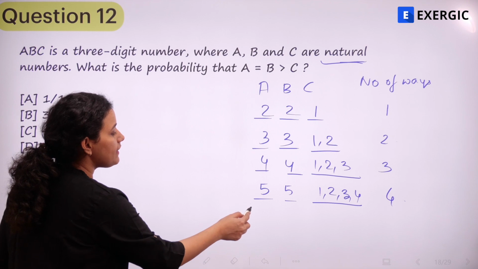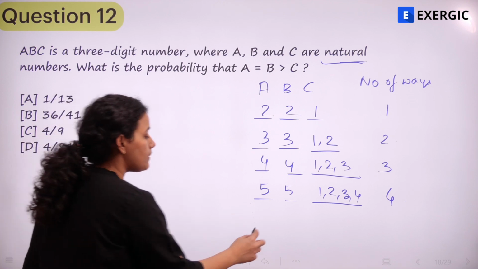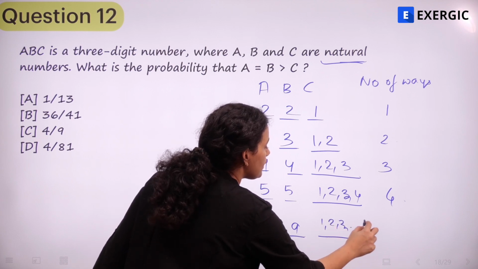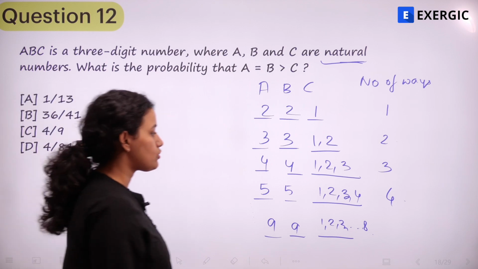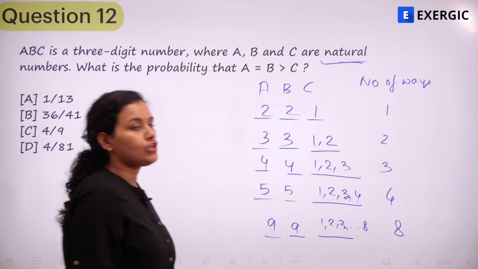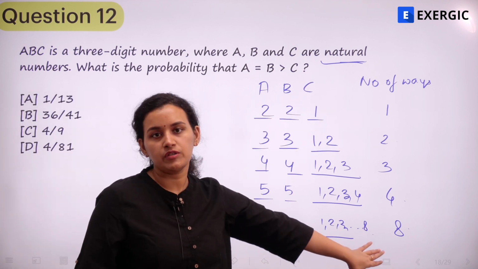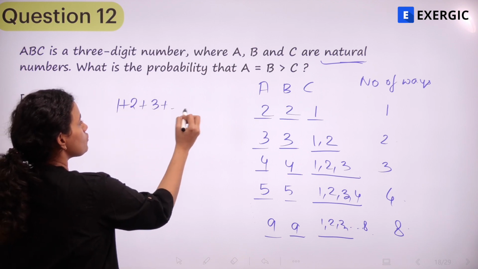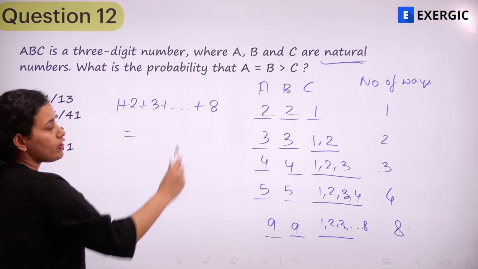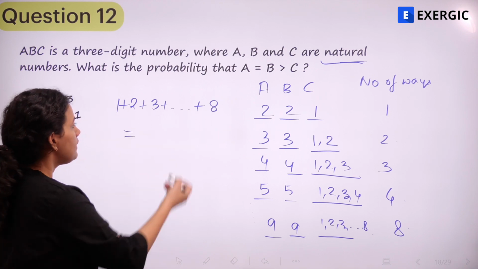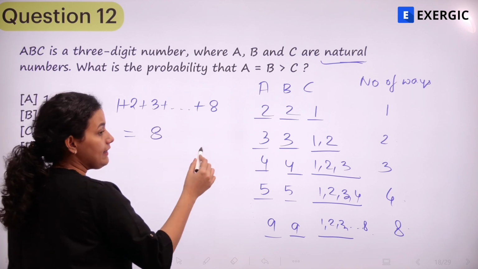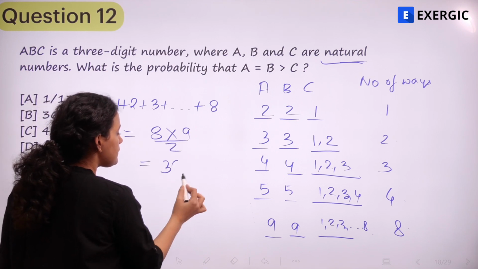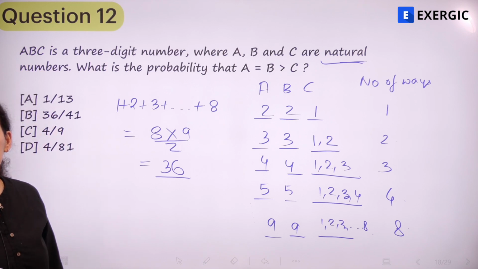And this way I can go up till when? A, B, C are natural numbers. So the last possibility is going to be 9, where C can be anything from 1, 2, 3 up till 8. So the number of possibilities is going to be 8. What is going to be the total number of ways possible? Total number of ways possible is nothing but 1 plus 2 plus 3 and so on up till 8. How can you find out the sum? You have a calculator, use it. Otherwise, simply this is 8 terms, so n into n plus 1 by 2. So 8 into 9 by 2, that will give me this sum that is equal to 36.